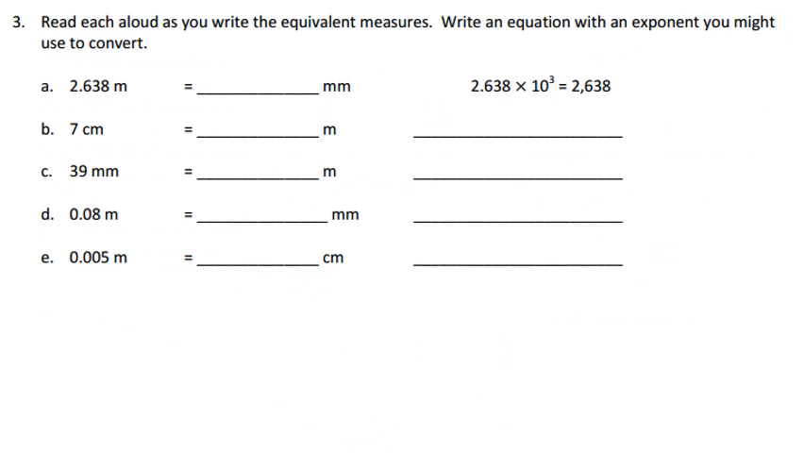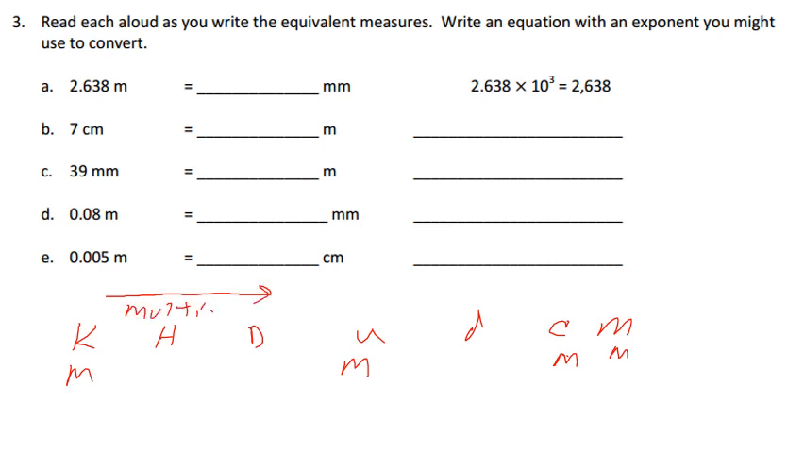Number 3, read each aloud as you write the equivalent measures. Write the equation with an exponent you might use to convert. So the first one here, we can see they've done for us. It was 2.6, and let's go ahead and do the King Henry doesn't usually drink chocolate milk. And we know this is going to be millimeter, centimeter, meter, and kilometer. And I'm going to put them up here this time. I know going in this direction, that's multiply. Going this direction is division.